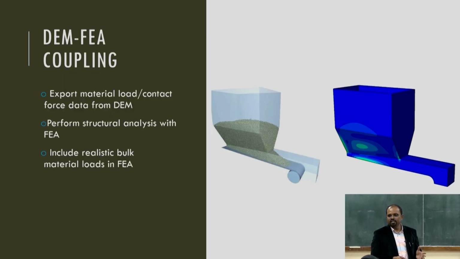So what more can we do? DEM can be coupled with FEA, finite element analysis. In FEA you can get the structural analysis, while DEM handles the discrete particles, and they can be coupled with each other, so you can see the realistic behavior of the particle in, say, a conveyor or a hopper.